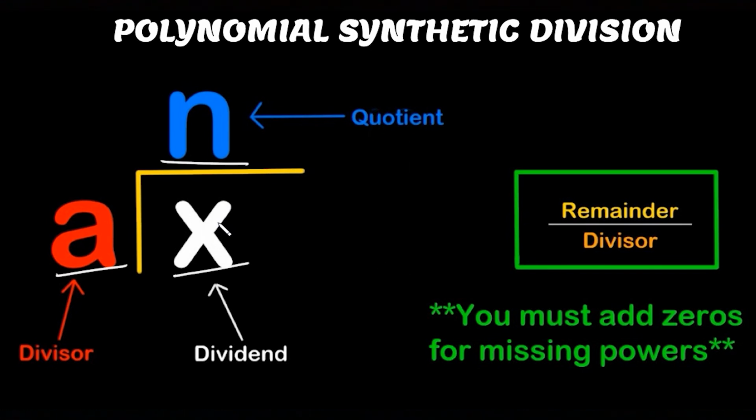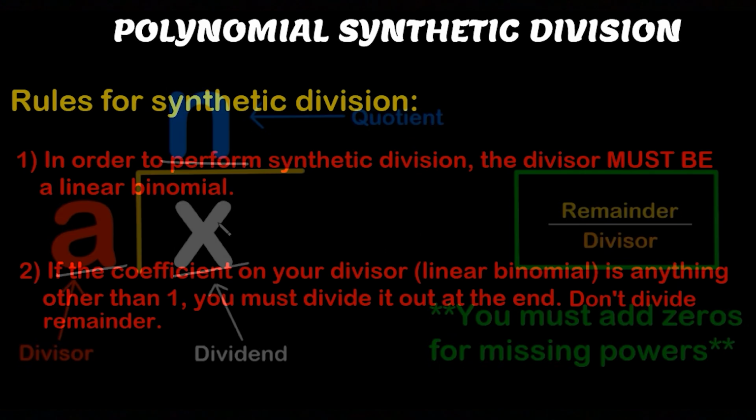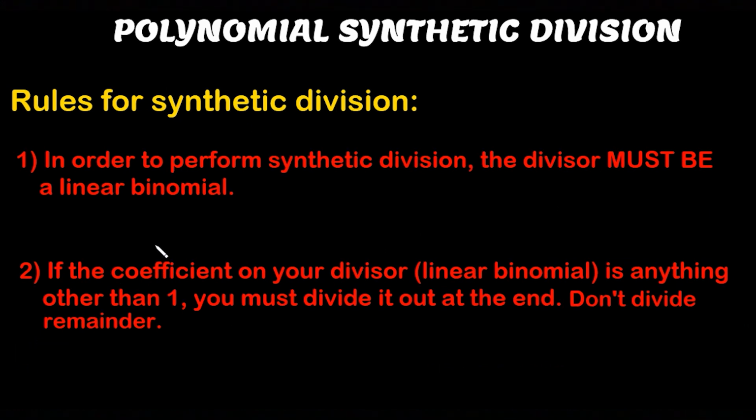Now, let's go ahead and take a look at the next page. There's a couple things you have to remember when you do synthetic division. So why don't we go ahead and take a look at that? So here's the next page, and these are the two rules you need to follow when performing synthetic division. So rule number one, in order to perform synthetic division, the divisor must be a linear binomial, okay? So what that means, if your divisor is, I don't know, x squared plus 2, you cannot do synthetic division because that is not linear. That is a quadratic. All right.